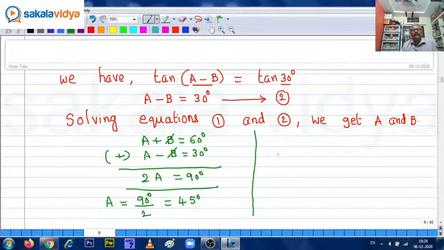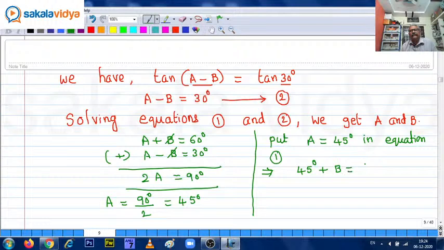Now put a equal to 45 degrees in equation 1. So we get 45 degrees plus b equals 60 degrees. Now how do you find b?